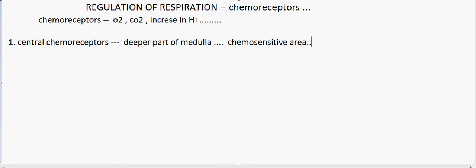And how do these chemoreceptors stimulate? So the main stimulant for the central chemoreceptors is the increase in the hydrogen ion concentration, increase in H plus. This is when the central chemoreceptors tend to stimulate and fire action potentials towards the dorsal group of the neurons. So this is the main stimulant for the central chemoreceptors. And how does this generally happen? How does the H plus concentration increase?